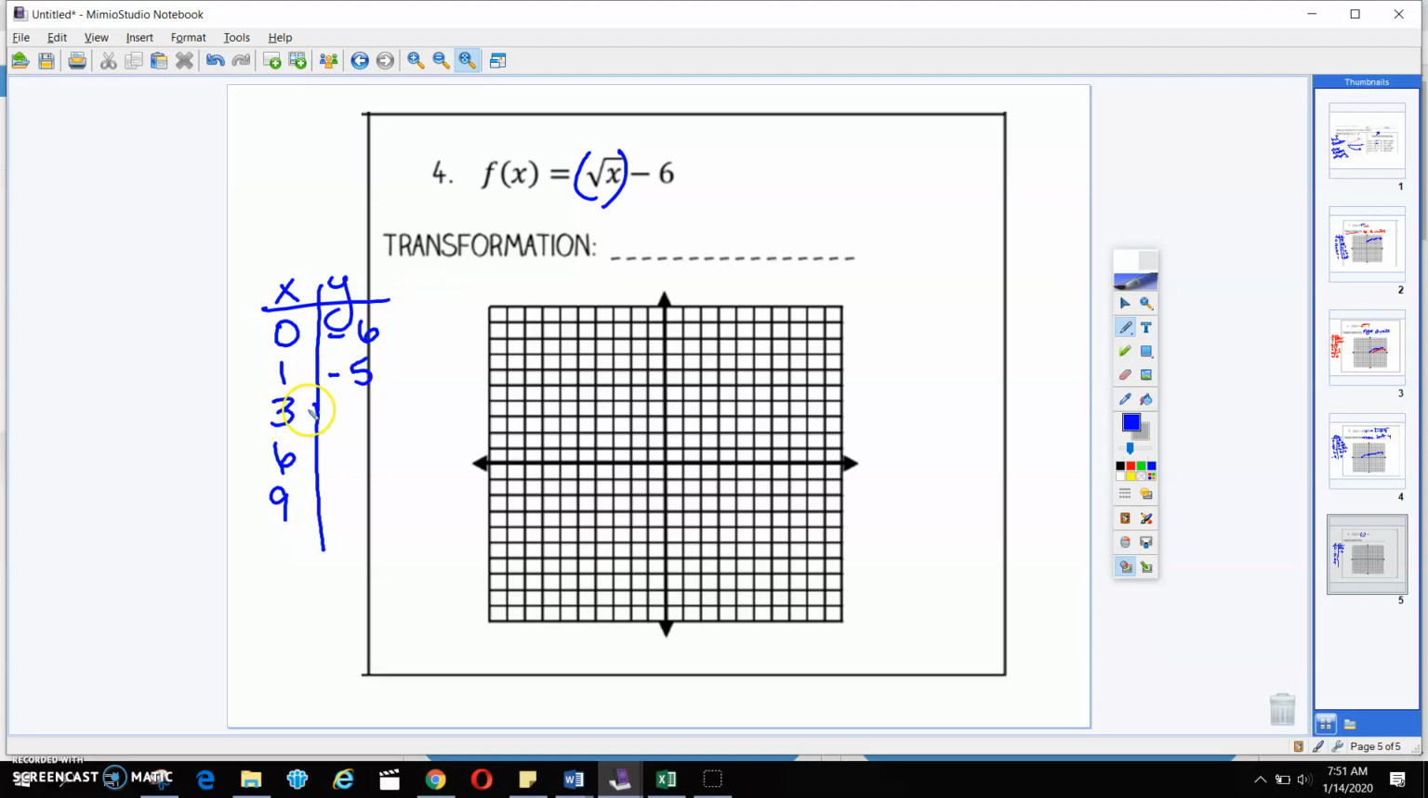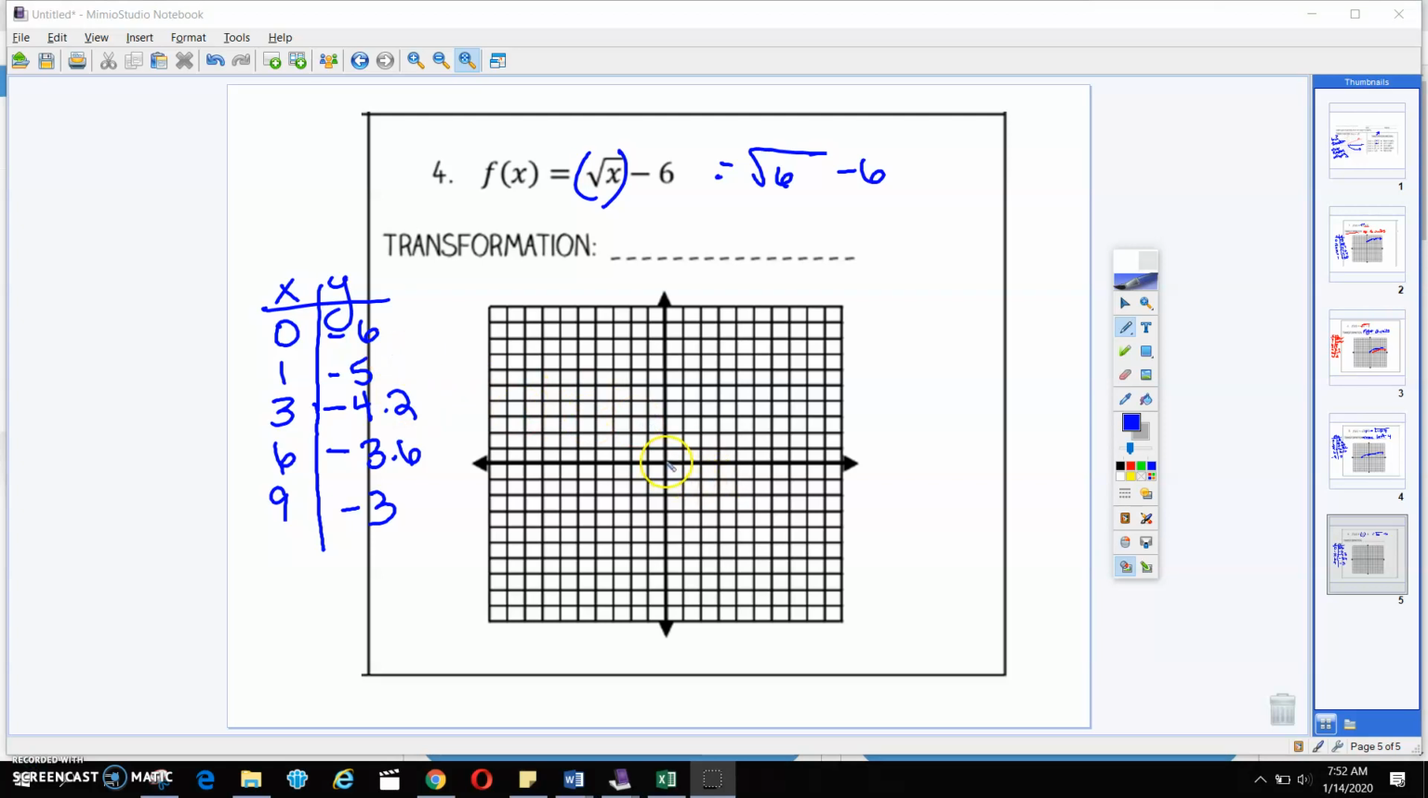Square root of 3 is what? So now I'm going to plug in 3 into this radical. What's the square root of 3? Okay, so 1.7 minus 6 is what? -4.3. If I take 6 and I plug it into the square root, I'm going to get square root of 6 minus 6. Square root of 6 is what? Okay, and then 2.4 minus 6 is what? -3.6. If I take 9 and I plug it into that square root, what's the square root of 9? 3. 3 minus 6 is -3.